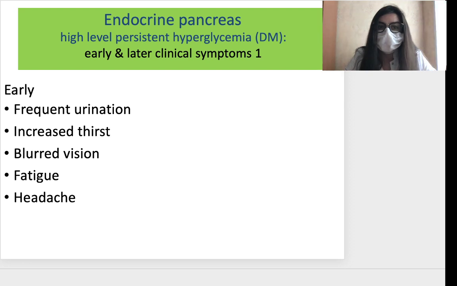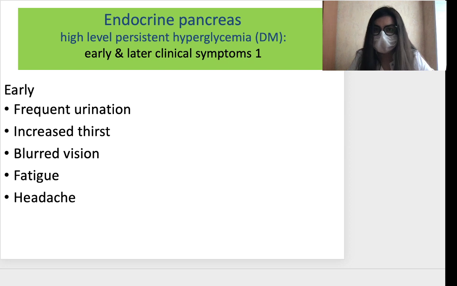Early symptoms are frequent urination, increased thirst, blurred vision, fatigue, headache. Yes, they are early symptoms for all types of diabetes mellitus, but type 1 always manifests rapidly. That's why you can see it in several days.